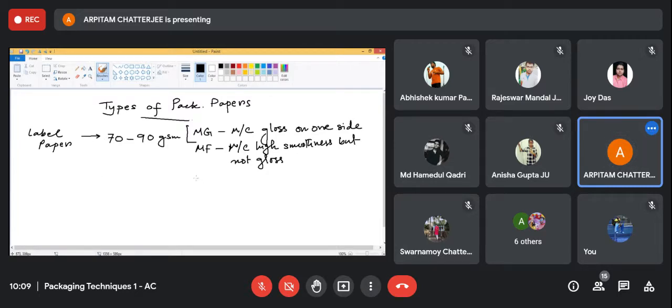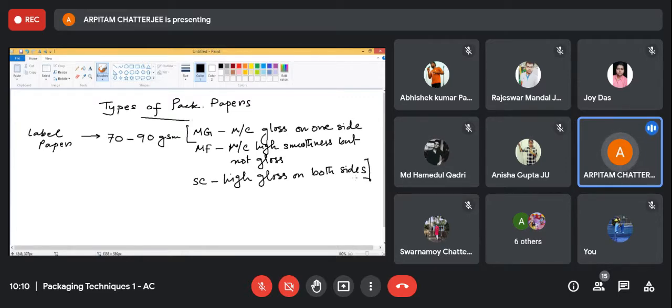We have another one that is called super calendar stock, SC. This super calendar has high gloss on both sides. So these are a few of the very commonly used types of label papers. MG has machine gloss but only on one side. MF does not have such high gloss, but it has a very high degree of smoothness. And super calendared or SC grade has high gloss on both sides.